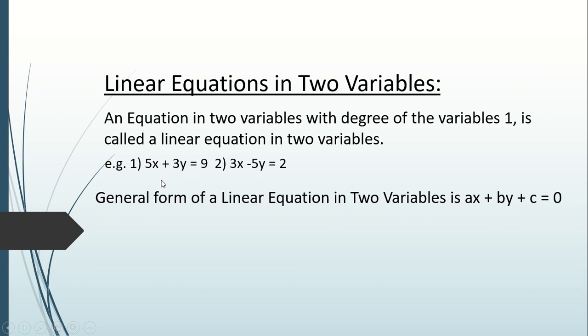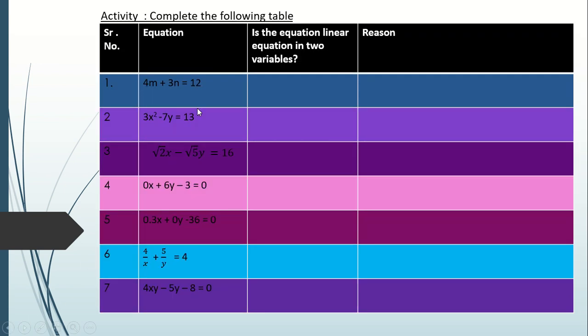Now the second lesson that we are going to learn is on quadratic equations. So if the degree is 2, the equation is called quadratic. If the degree is 1, it is called linear. And if the degree is 3, it is called a cubic equation. So let's just get started and try to understand what are linear equations.